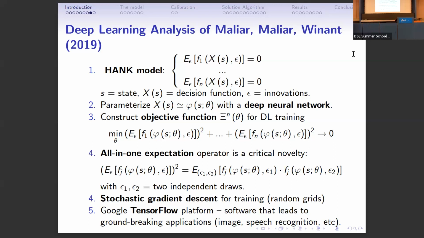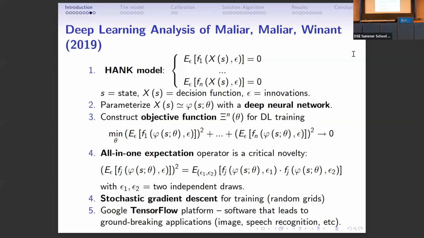So then, instead of, let's say, using deterministic integration, you can draw, instead of one innovation, two innovations, which are independent, and represent the square as a product of these two integrands evaluated at the two innovations. Then, since epsilon 1 and epsilon 2 are independent, you collect them outside the expectation. And so that's why it's called all-in-one expectation, because it allows us in the algorithm to collect all shocks, all random variables in the same place.